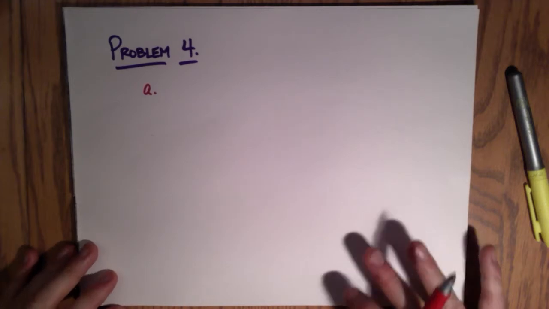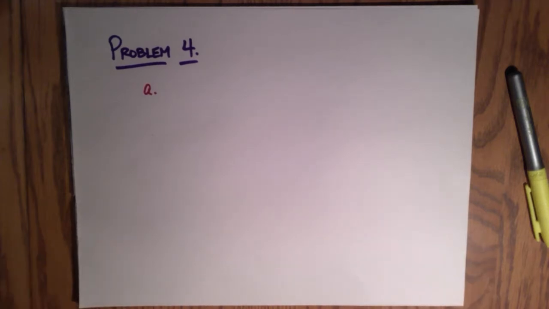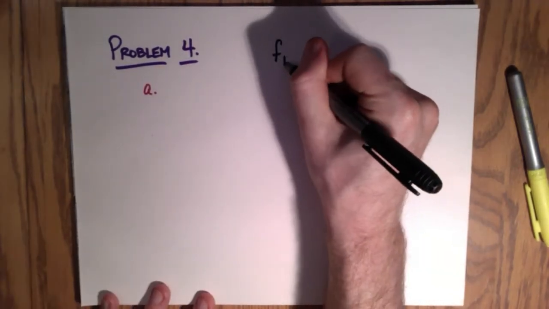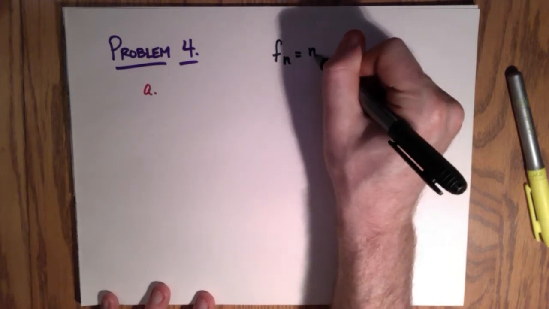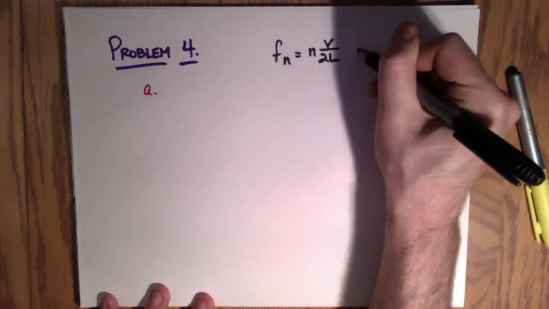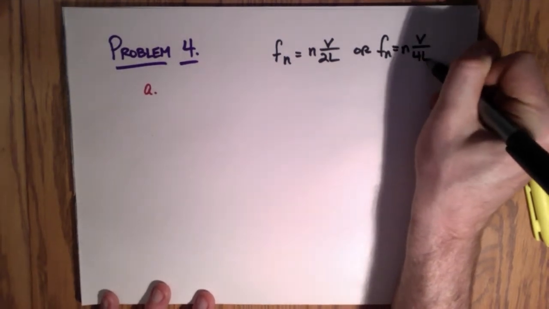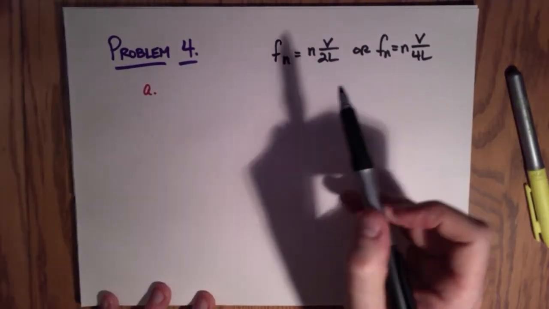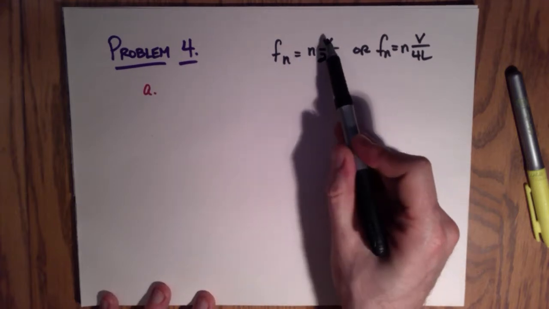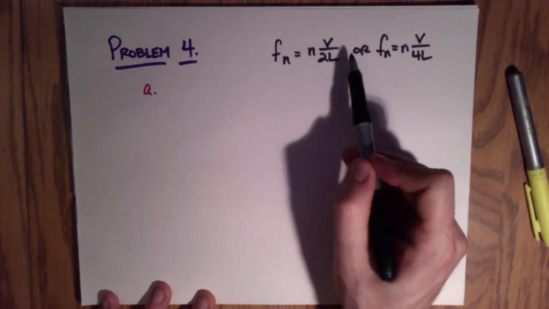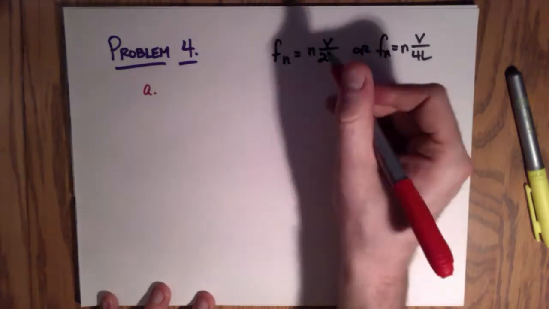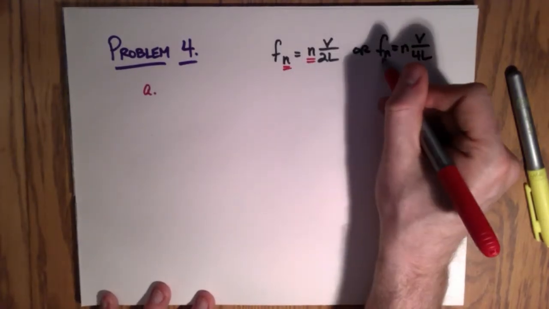If we take a look at problem 4, well, again, we just have to realize here that overall these equations are Fn equals nv over 2L or Fn equals nv over 4L, depending what you're talking about. The important thing to realize is if you're not changing the length and you're not changing the medium, the speed will remain constant and so will the length. So the only thing that actually changes here is going to be your n.